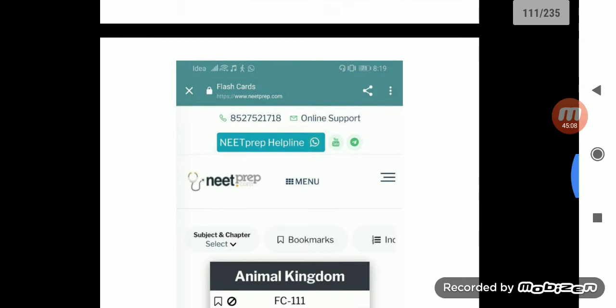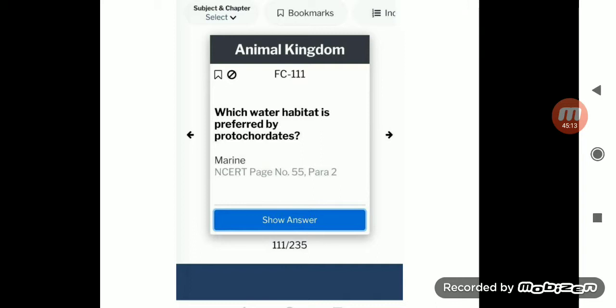Which water habitat is preferred by protochordates? Marine.